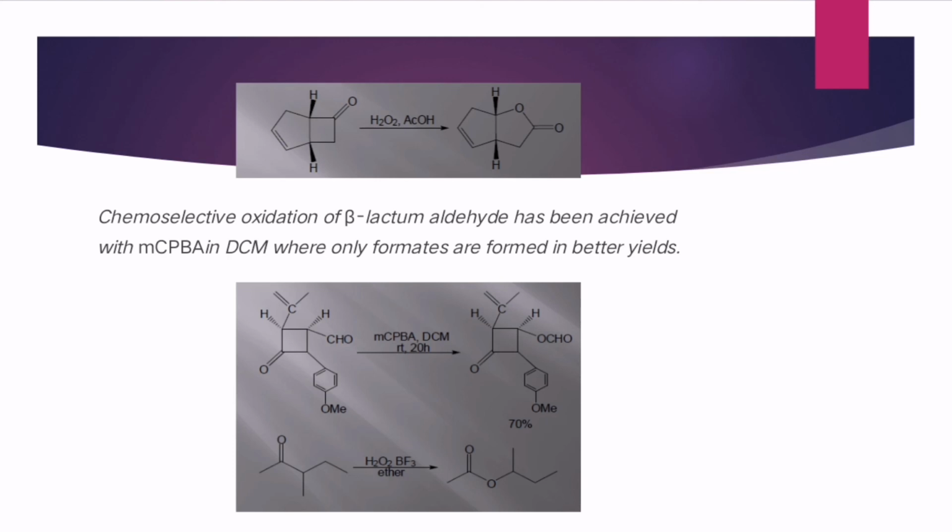Chemoselective oxidation of a beta-lactam has been achieved with mCPBA in DCM, where only formates are formed in better yields.